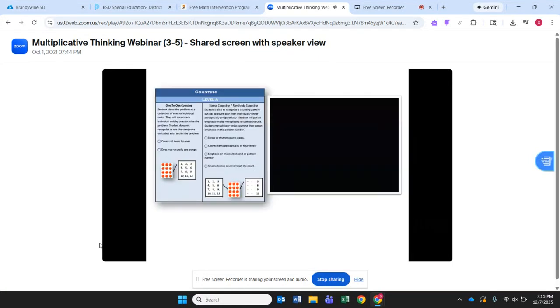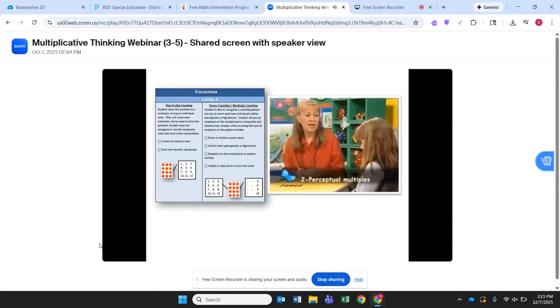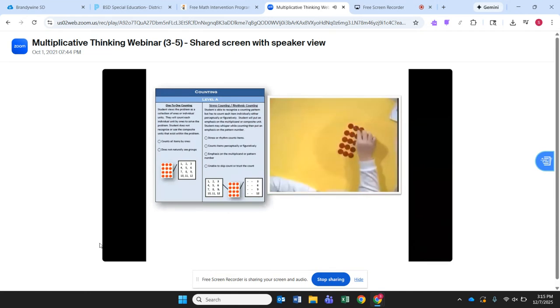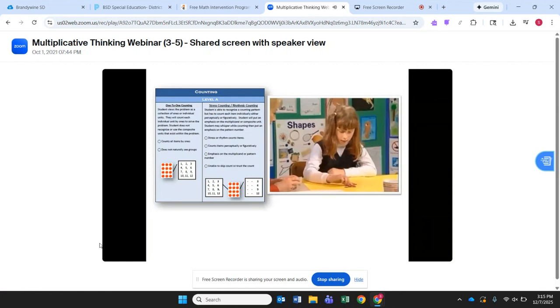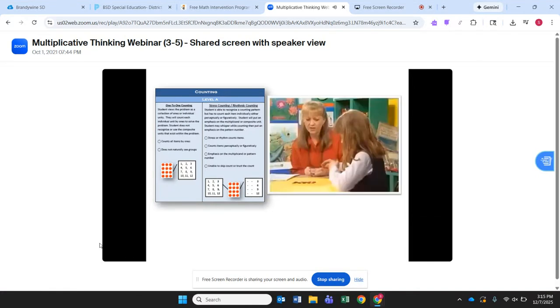And this is an example of what stress counting looks like. Now they're arranged in threes, aren't they? Could you show me how you count those counters? You can move them if you'd like to. 3, 6. She's counting by ones, but emphasizing the multiple. 9, 12, 50. Thank you.